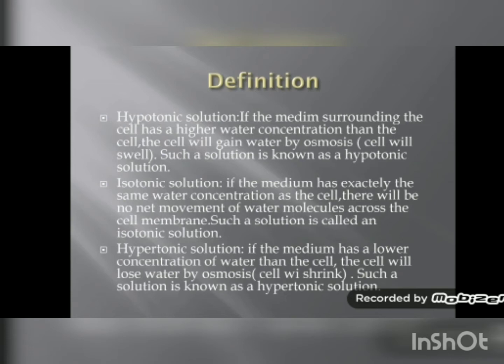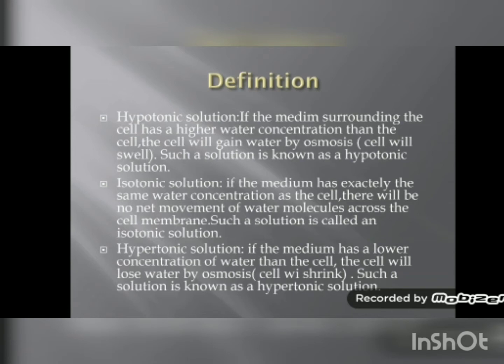Now isotonic solution. If the medium has exactly the same water concentration as the cell, there will be no net movement of water molecules across the cell membrane. Such a solution is called isotonic solution. Now in isotonic solution the water concentration inside the cell and outside the cell is the same. It doesn't mean that water molecules are not traveling across the cell membrane, but the water molecules which are traveling in and out are the same, and so there is no net movement. So the cell will neither swell nor shrink.